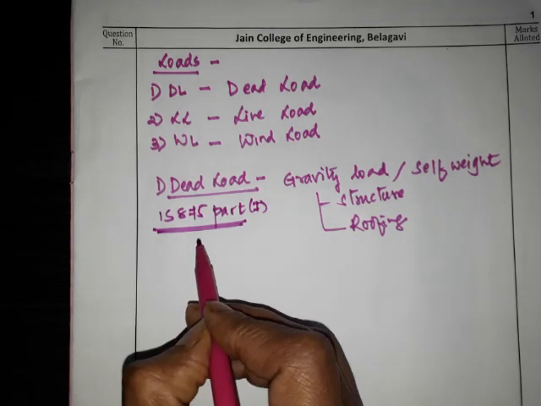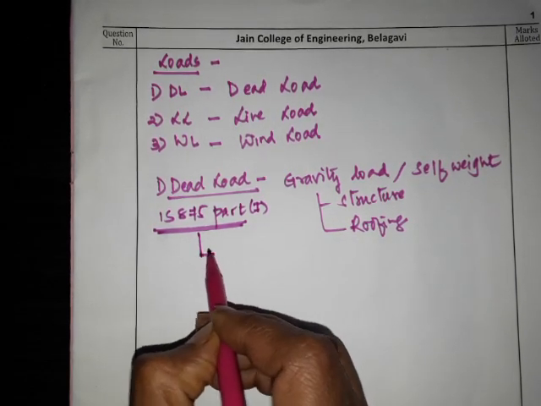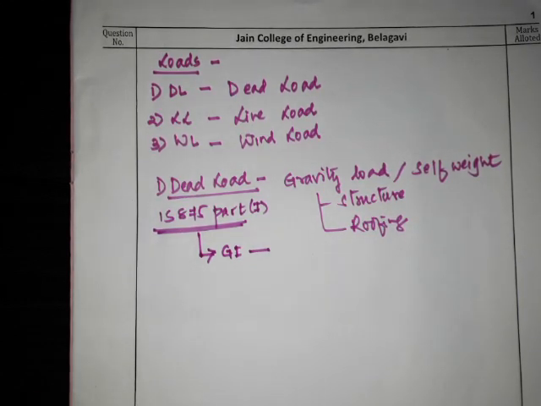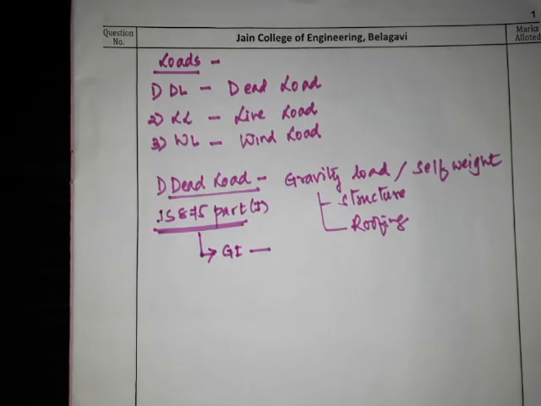In that, it is mentioned with respect to the material. Suppose you are using GI sheet as a roofing material, so what dead load you have to consider for GI sheet is mentioned. And if you are using some additional type of material, that is also mentioned in the code book. So you have to refer to IS 875 part 1 for the different types of dead loads.